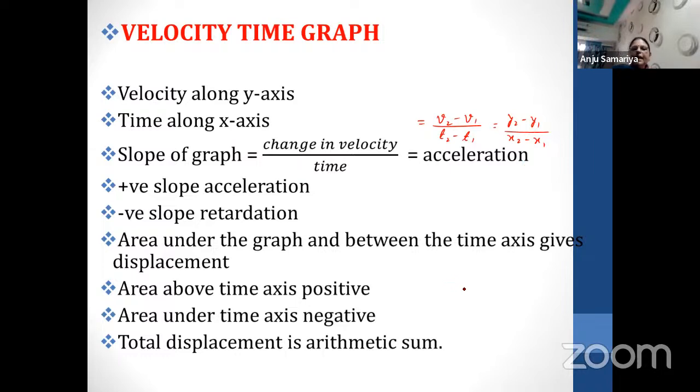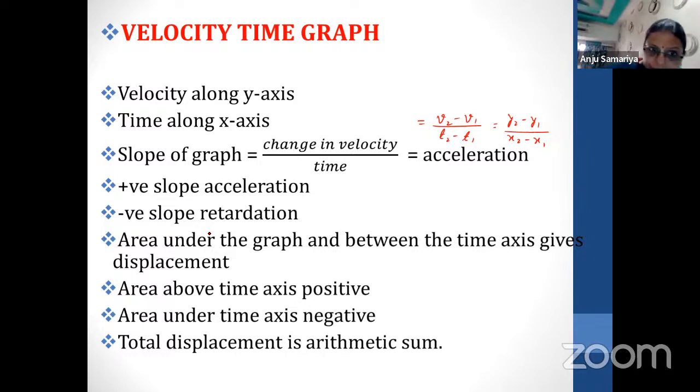So displacement time graph slope gave us velocity. Velocity time graph slope will give us acceleration. So we can have positive acceleration, we can have negative acceleration, that is retardation. When the graph is moving away from the starting point, then it is positive acceleration. And when the graph is returning to the starting point, then it is negative acceleration.